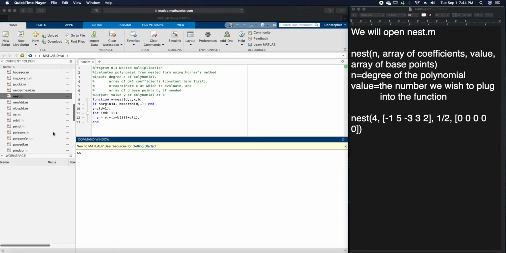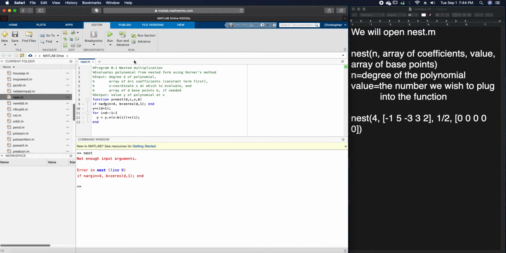I want to go over using the nest function, like what we learned in class. So this uses the nest.m file from a MATLAB folder filled with files. When we load it, it opens up this program. But if we were to try just to run it as is, notice how it just gives a big old error message.